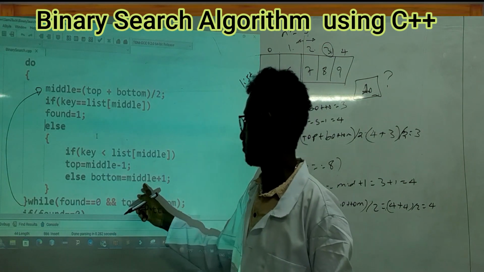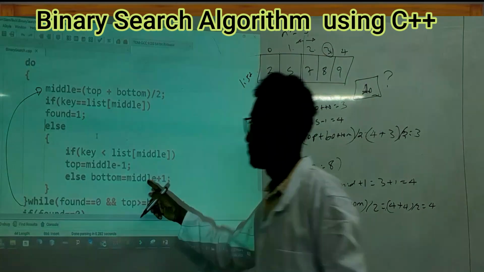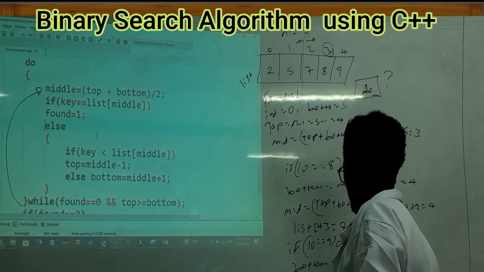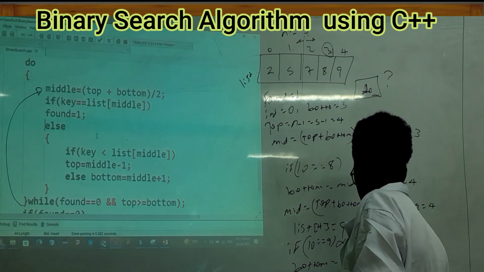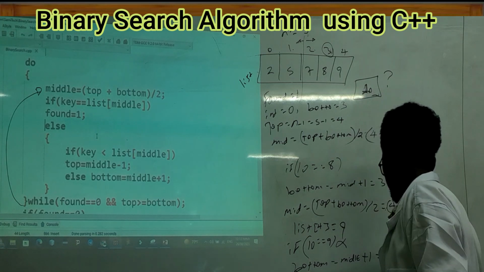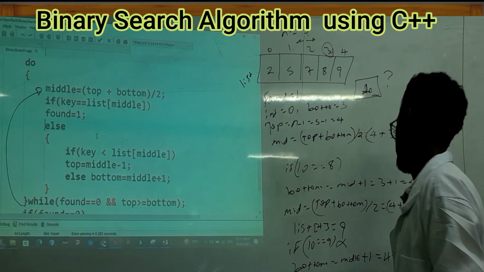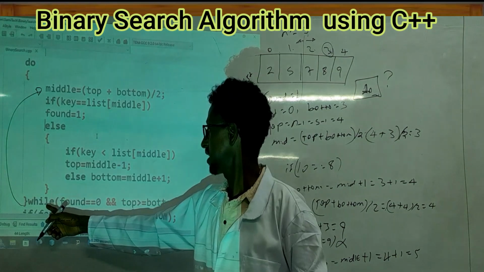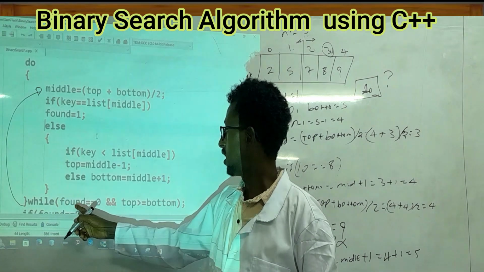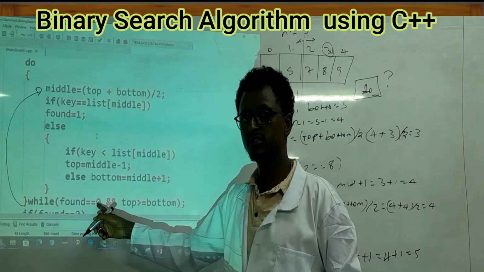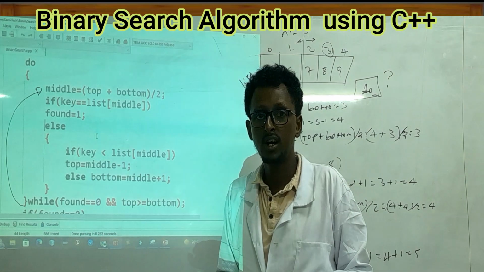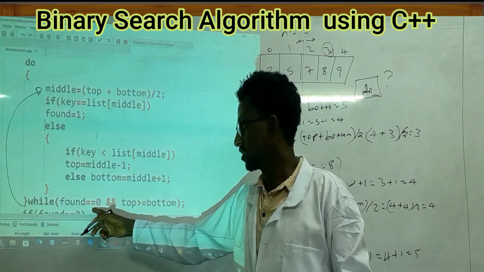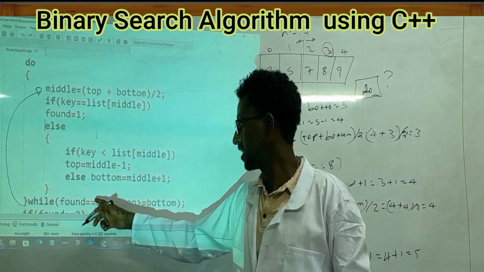Bottom is equal to middle plus 1. Middle is 4, so 4 plus 1 is equal to 5. Bottom is 5 now. And now in the while statement, found equal to 0, yes. Still we didn't find whether the target key is in the list, so found remains 0.